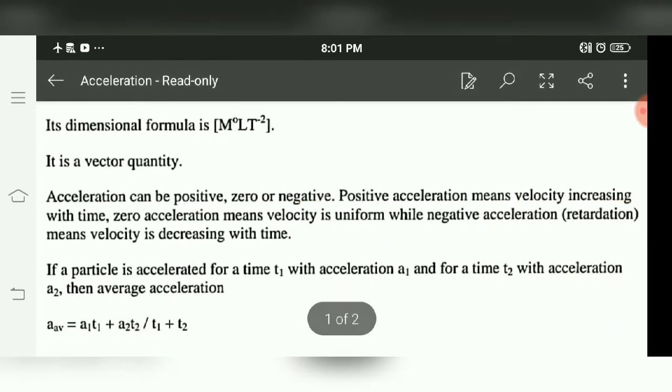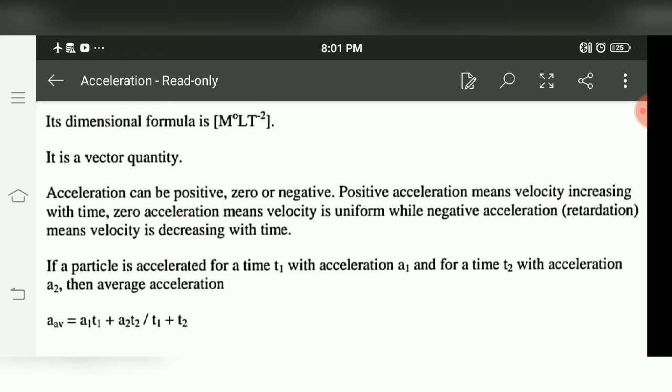An example of positive acceleration: suppose a rider starts the motorcycle from rest and kicks it, and the engine starts. With time it starts increasing velocity, its velocity will get increased. So we can say this is the example of positive acceleration.